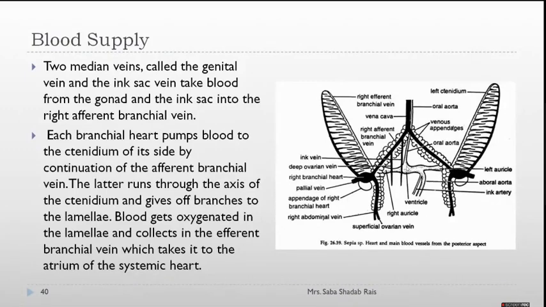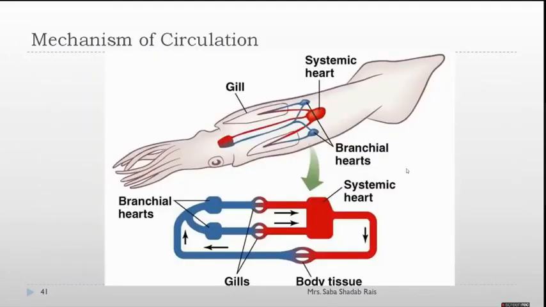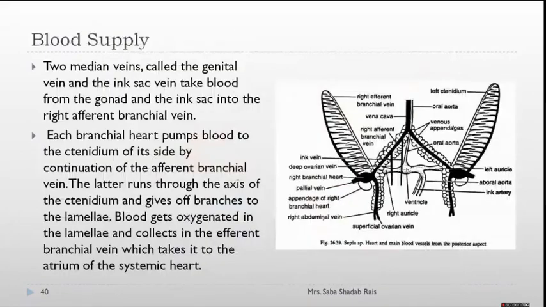Understood? So each branchial heart pumps blood to the ctenidium of its side by continuation of the efferent branchial vein. Then it goes to the ctenidium and gives off branches to the lamellae. Now the blood gets oxygenated, as we just discussed, and it is collected into the afferent branchial vein. Then it goes to the atrium of the systemic heart, and from there to the ventricle. Then from there it goes to the rest of the body.